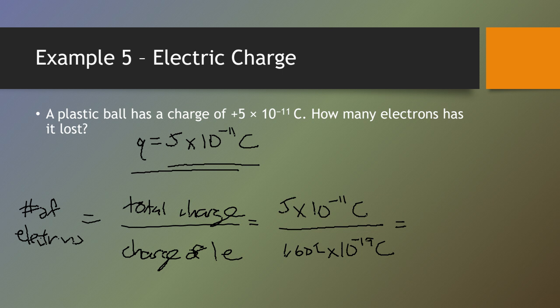So 5 times 10 to the minus 11 divided by 1.602 times 10 to the minus 19. And we find the number of electrons is 312,109,862, or 3.12 times 10 to the 8th electrons. So a lot. Okay.